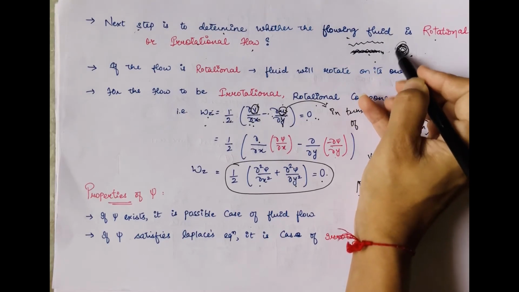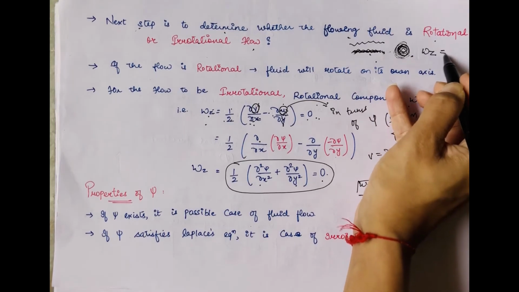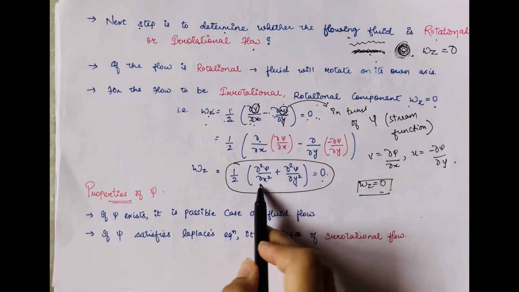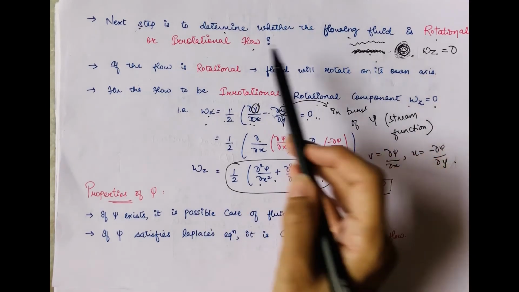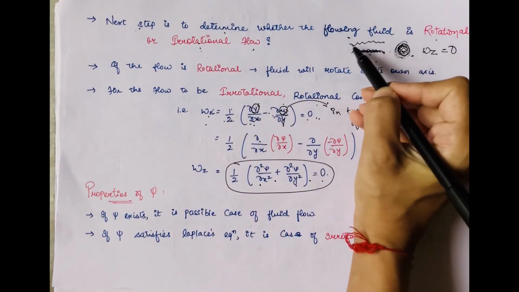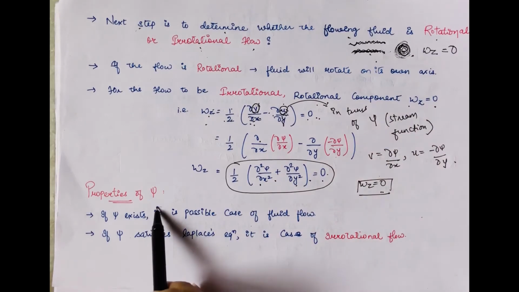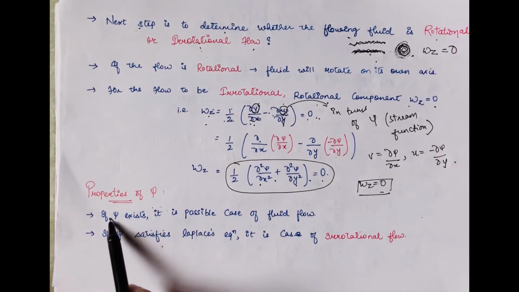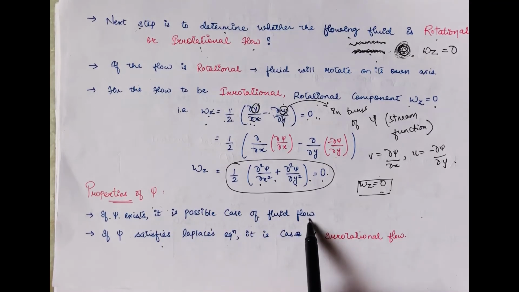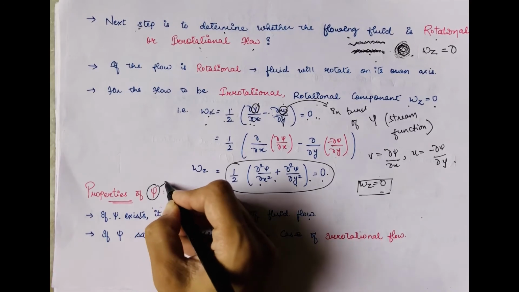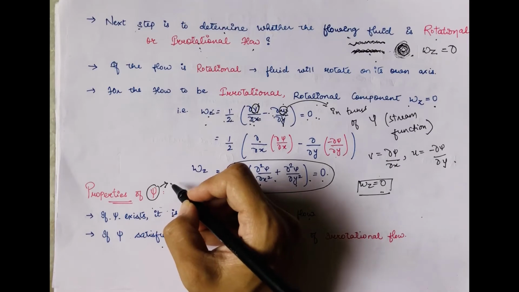Okay, so if we want to prove that it is not rotating on its own axis, the rotational component, which is Wz, must be equal to 0. So if this equation is satisfied, then we can say that the fluid is flowing as well as the fluid is irrotational. It means that it is flowing like this. Okay. So these are the two main properties of psi, that if the value of psi exists, it means that it is a possible case of fluid flow, because as we studied, psi is used to determine the velocity at a particular point in a flow field.